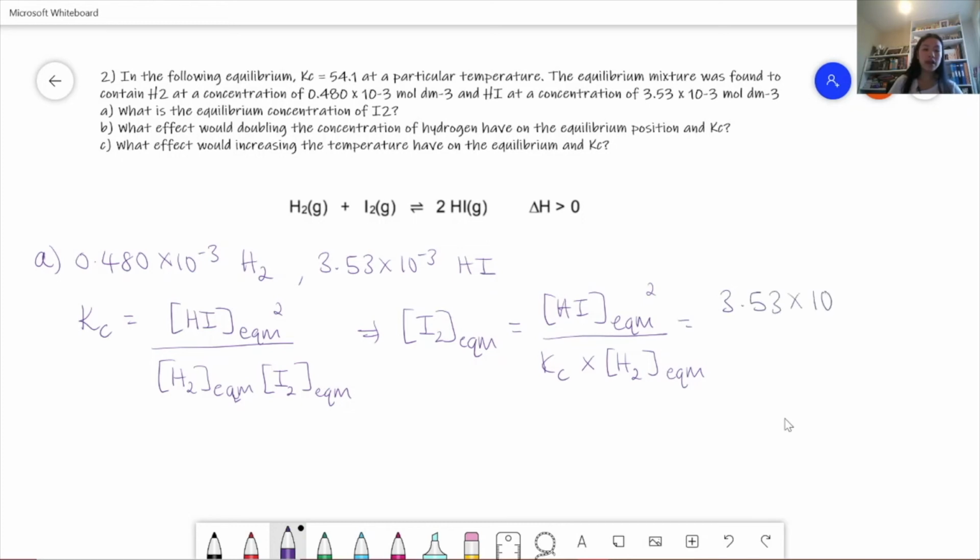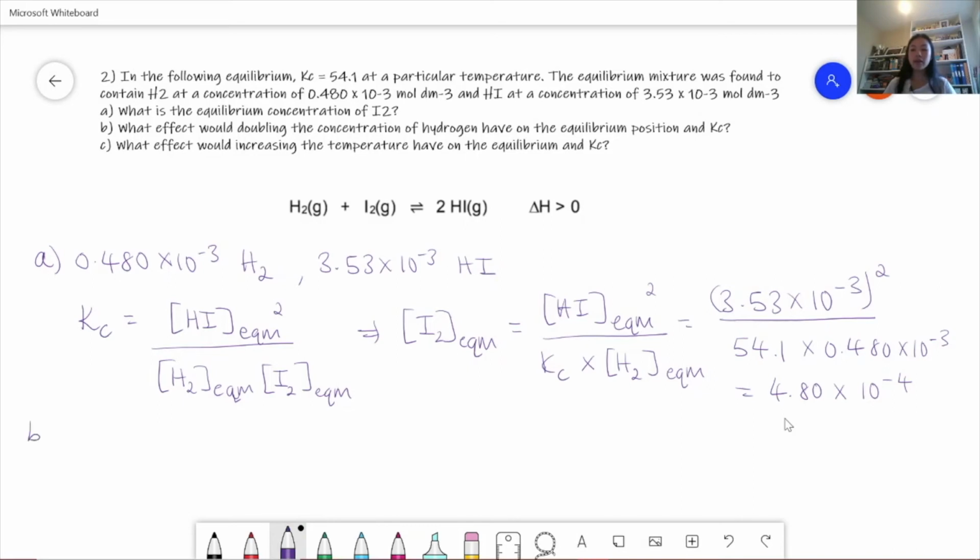3.53 times 10 to the minus 3, squared, divided by the Kc, which is 54.1, times 0.480 times 10 to the minus 3. And this comes out to be 4.80 times 10 to the minus 4. And I've also rounded that to 3 significant figures because everything else in the question is.